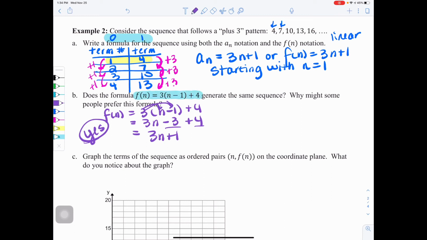Okay, so the reason people might like this formula better is because it actually gives us some information without having to do any manipulating right away. If you look back up at our sequence, that number 4 is special because it was the first term. So we'll write 4 is the first term. And if you notice the other number in here, that 3 that pops out in front of the n minus 1, that was actually the pattern of the sequence. It was a +3 pattern. So 3 is the pattern of the sequence.